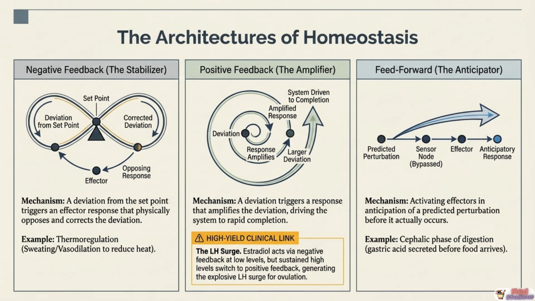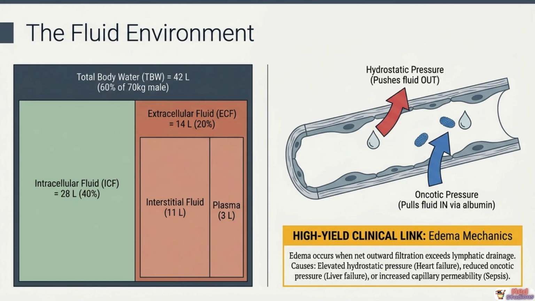A fascinating clinical exception occurs during the menstrual cycle. While low estradiol exerts negative feedback, sustained high levels switch into a positive feedback trigger, initiating the massive LH surge required for ovulation. Finally, feed-forward mechanisms provide anticipatory control, initiating protective physiological changes before a predicted perturbation even hits the body, minimizing homeostatic error. To evaluate homeostasis accurately, we must analyze the fluid environment where these exchanges take place.